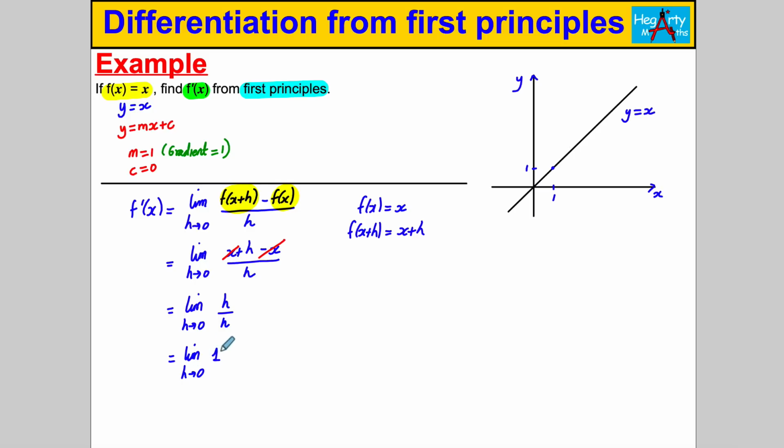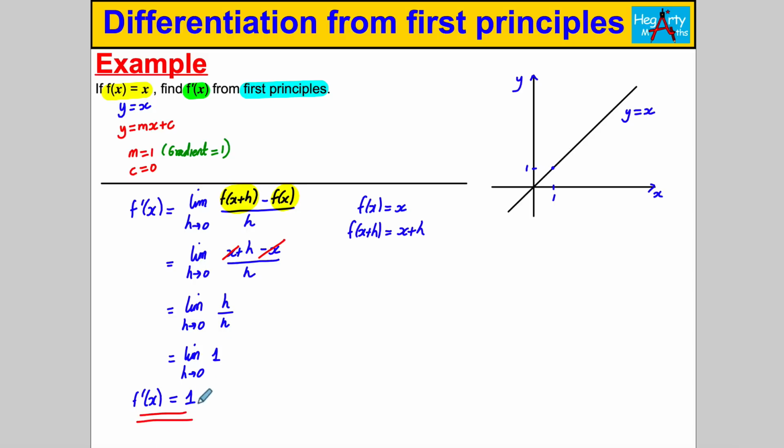Well, hold on a minute. 1 will always remain 1 no matter what h is. h can change to 0 all it wants; 1 still stays as 1. So the answer here for the derivative or gradient function, f primed of x, is simply 1. That is, when f of x was equal to x, f primed of x, the gradient function, was equal to 1. And we have done this technique from first principles.